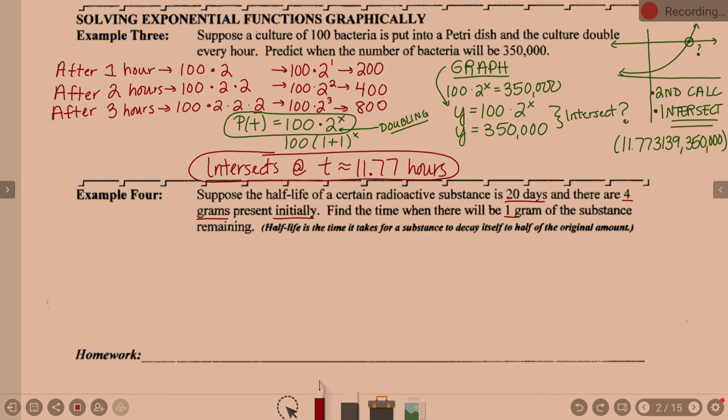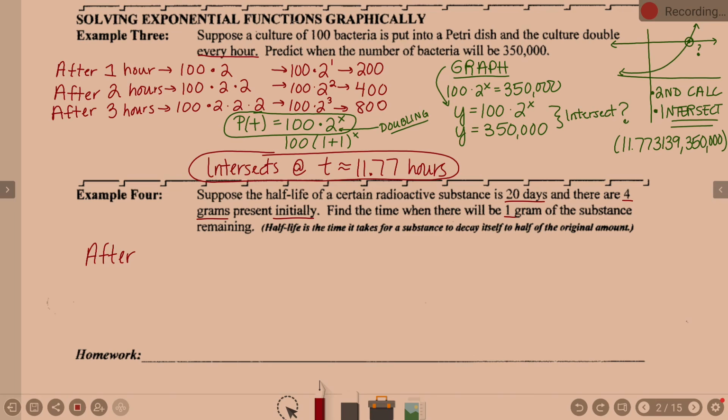Now, this one will actually work out a little bit easier for us because we don't have such a big number as 350,000. If I try and get you to think like we did the last time, it was after 1 hour, 2 hours, 3 hours. This time, what's our first interval we need to think about? The reason I did 1 hour, 2 hours, 3 hours is because my culture was doubling every hour, yes? What's my time span here? Every 20 days.